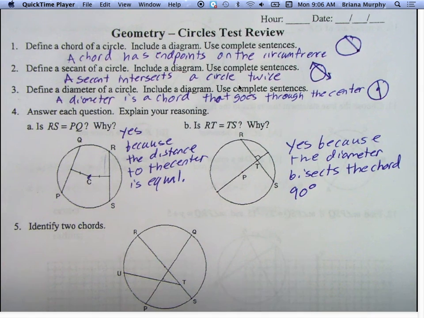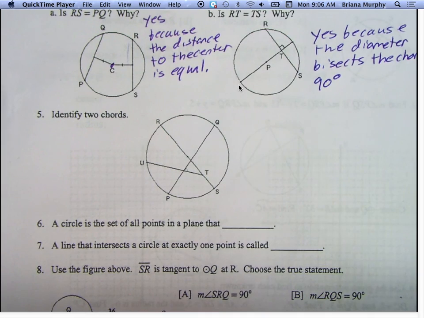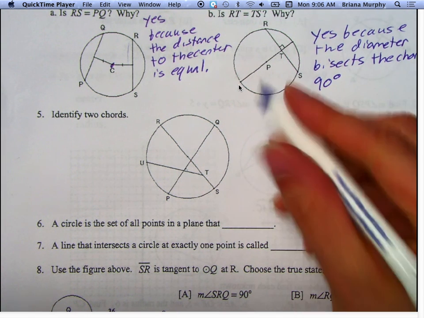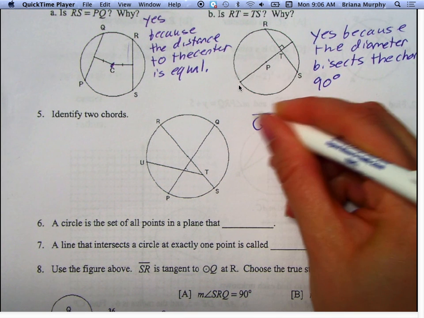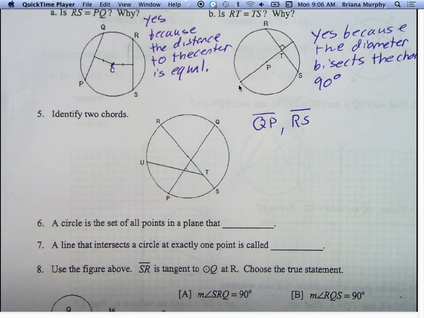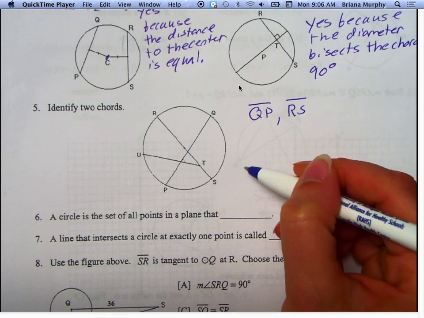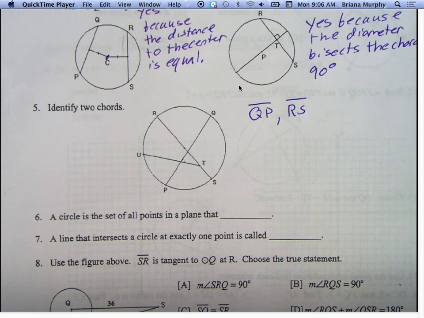Okay, number 5, identify 2 chords. What 2 chords do we see here? Anybody want to volunteer one that they have? QP is a chord. RS is a chord. Let me ask you a question. Is UT a chord? No, because it does not have 2 endpoints on the circumference of the circle. So UT is not a chord. That is a common mistake.